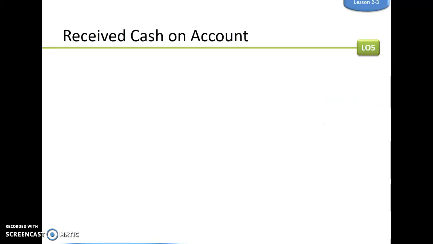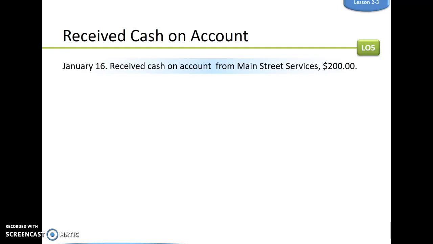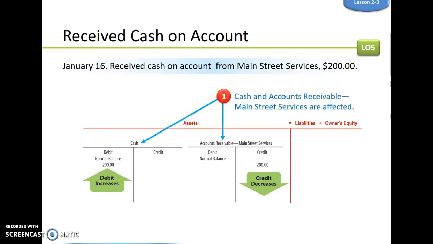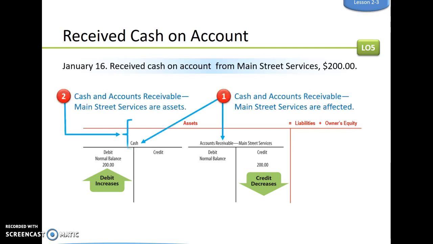All right, next transaction, receiving cash on account. So you received cash on account from Main Street Services for $200. In this case, we're going to be taking a look at what accounts are affected. We have our cash account and we have our accounts receivable. Both of these are categorized as assets. So cash and accounts receivable Main Street Services are assets.